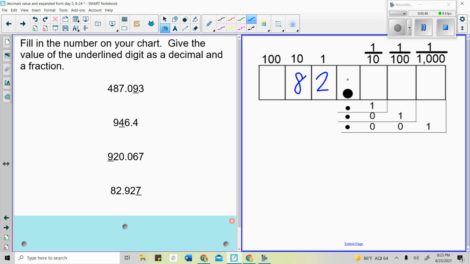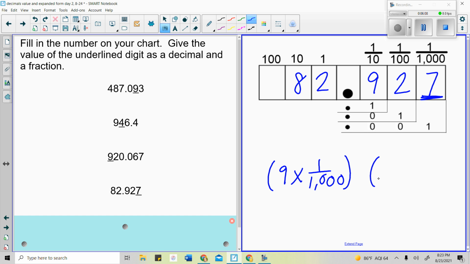So we've got 82 and 927 thousandths, and we're asking about the 7. So pause the video, give it to me as both a fraction and a decimal. So you should have gotten 9 times 1 over 1,000. And then the decimal form, you should have gotten 9 times 0.001, because that is a 1 in the thousandths place. And then let's put a 0 at the front. So that is 9 times 1,000.